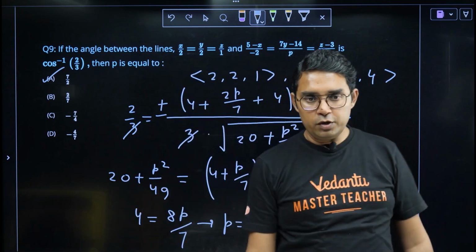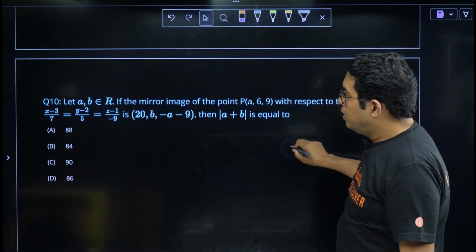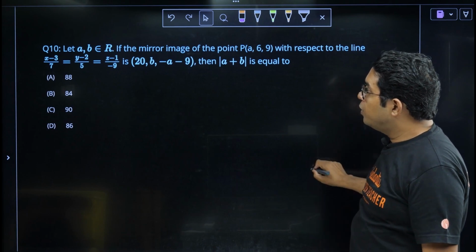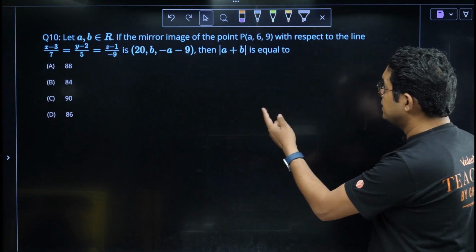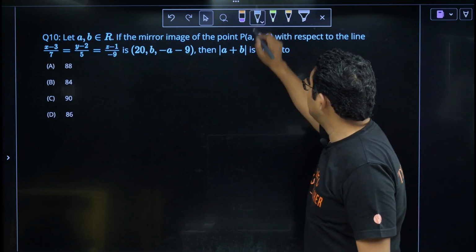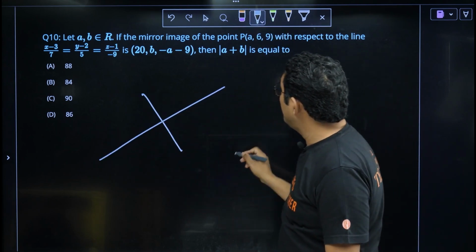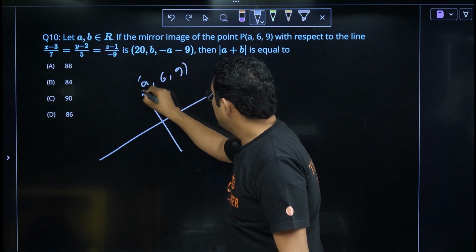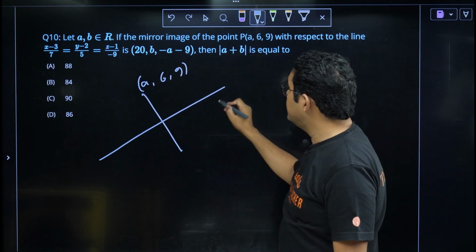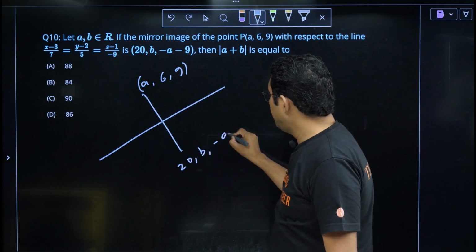Okay. Moving to the next question, that is question number 10. Let A, B belong to R. If the mirror image of the point P with respect to the line is this, then A plus B we have to find. Okay. Suppose this is the line here, and these are 2 points. The first point is P, that is A, 6 and 9. And the second point is 20, B and minus A minus 9.